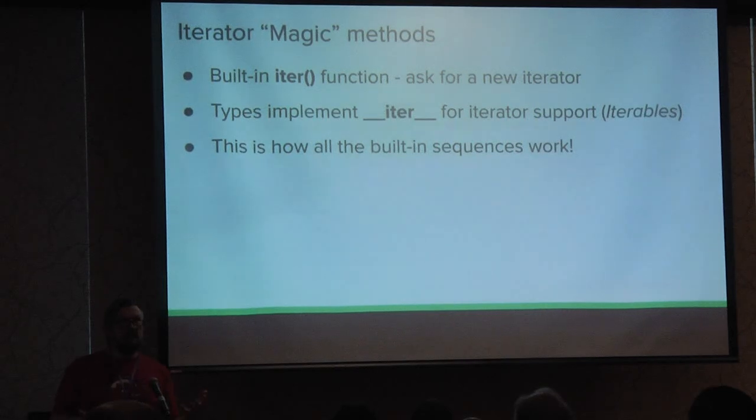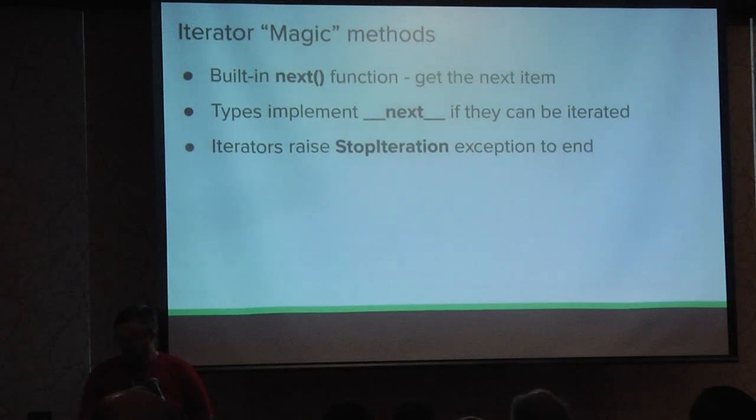Has anybody tried to do a for loop over something that's not iterable before? You'll get an exception. It's because when Python sees you doing a for loop, Python calls iter on that type, and if there is no __iter__, it says, hey, I can't do that. You usually get a type error. So this is how Python knows what is iterable. I know that's kind of a weird word, but that's what we call things that you can iterate: iterable types. So if you support the iter method, you can iterate over your type.